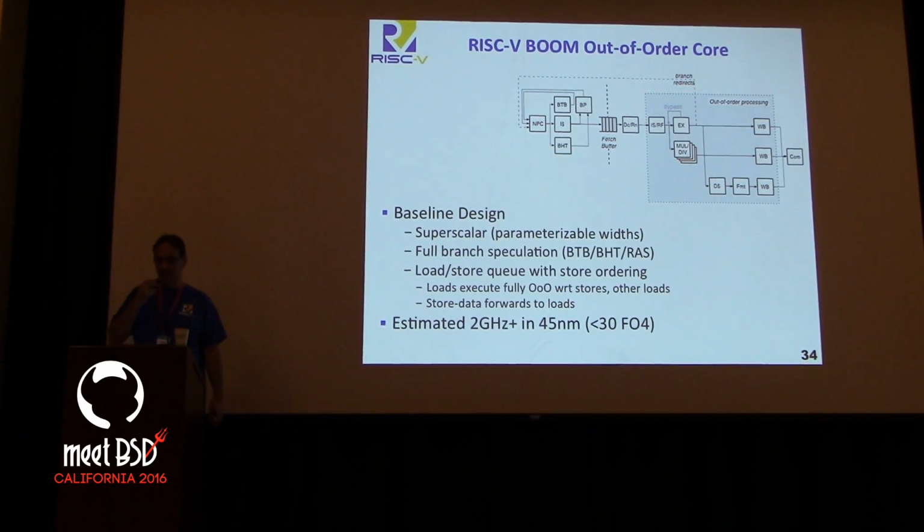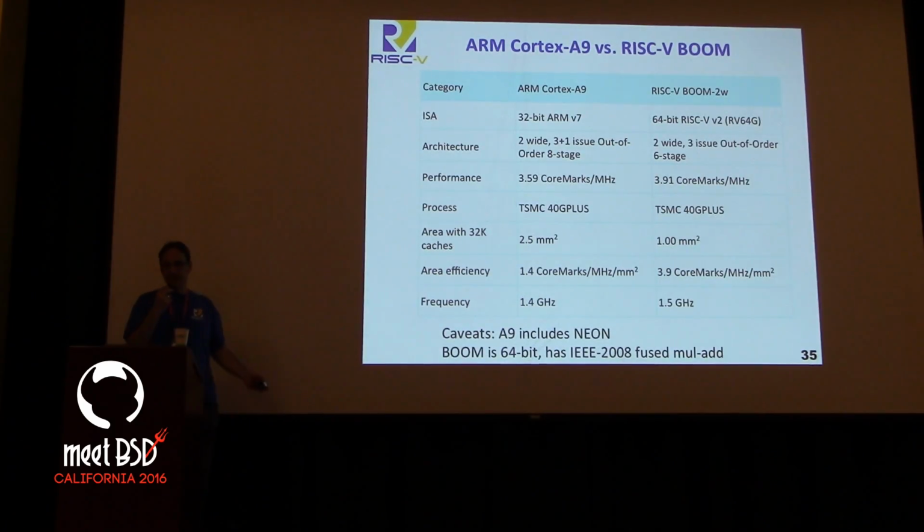So the out-of-order core, we developed an out-of-order core generator, and do the comparison against the A9. Ours is actually generated, so we can build different cores. This is comparing a configuration similar to an ARM A9. And again, it's basically a lot smaller, a lot lower power, and faster. Now this isn't quite an apples-to-apples comparison. The A9 includes this NEON stuff, which is actually pretty big. On the other hand, BOOM is a 64-bit instead of a 32-bit processor, and has a full fused multiply-add unit to support IEEE 2008, which the A9 doesn't have.